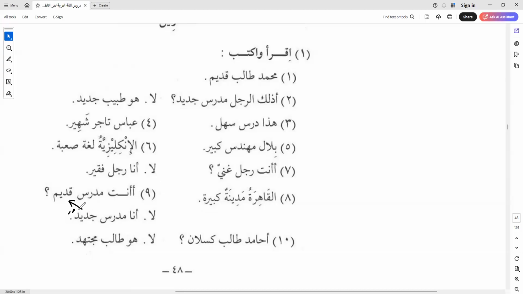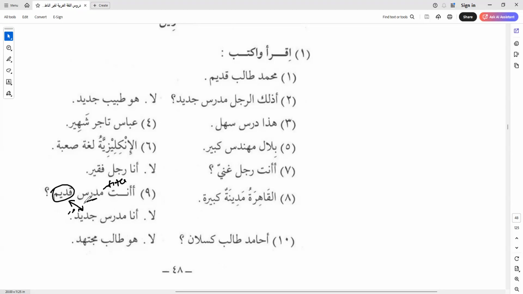So here they say a word in the opposite. قديم is old, مدرس. Now here, the قديم is describing the type, the position. It's not the person. Mudarrisun, because this is a title. It's a title for a human being. So it's not the human being itself. Okay.